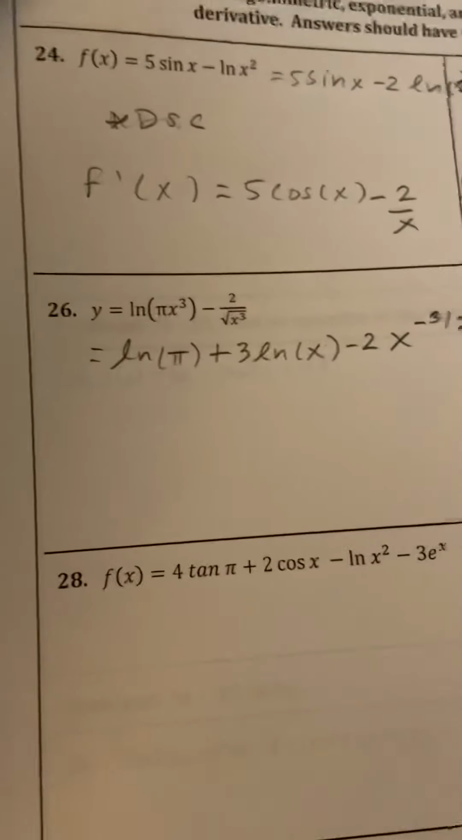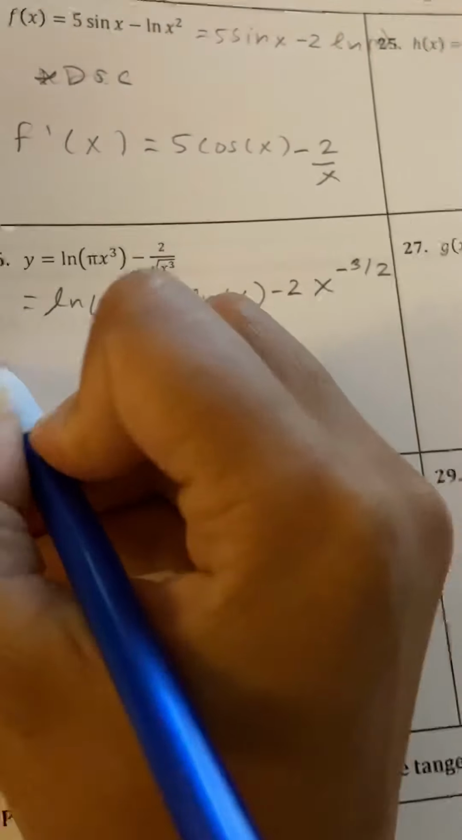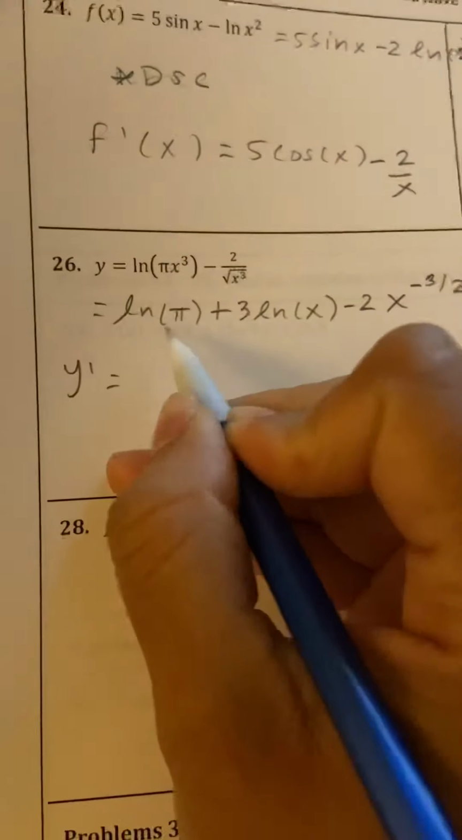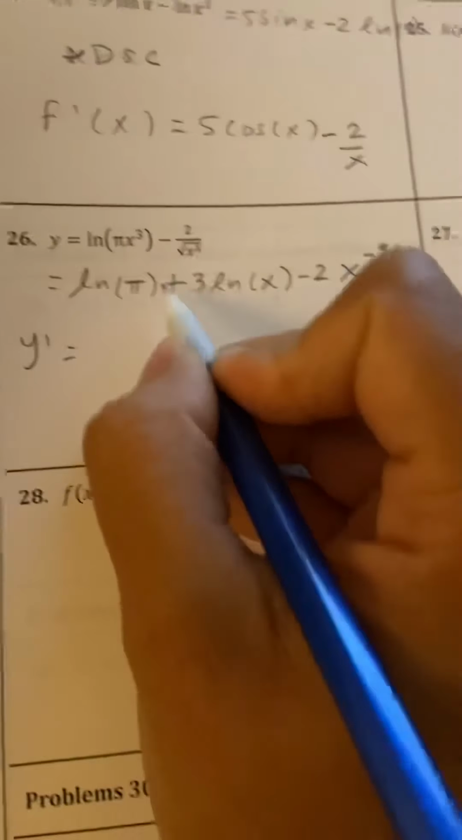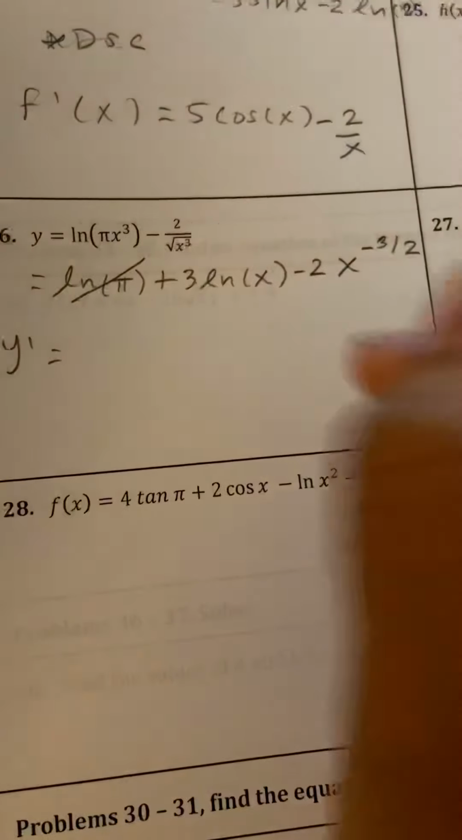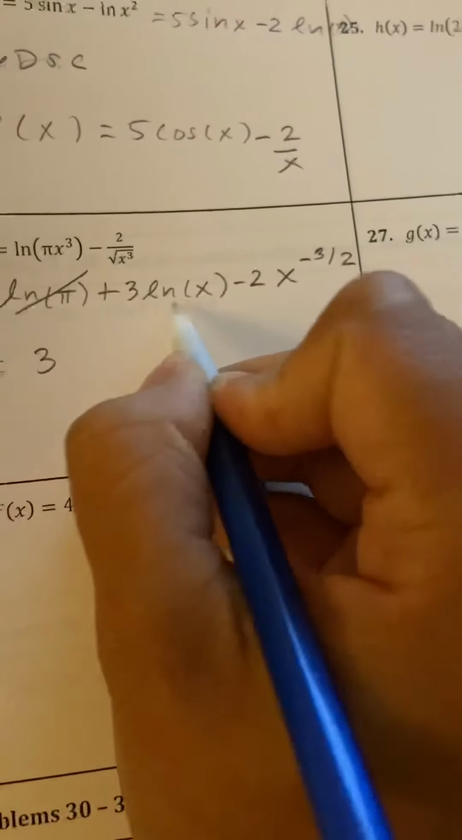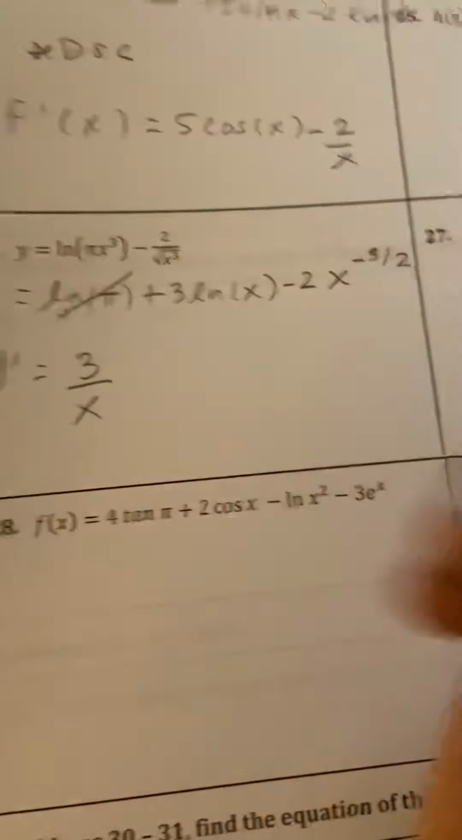Okay, and just take the derivative of all that. So y prime is equal to, ln of pi is just a number, it's a constant, so the derivative is 0. I'm not going to write that, so that goes away. 3 is a constant, ln x is 1 over x, so 3 over x.